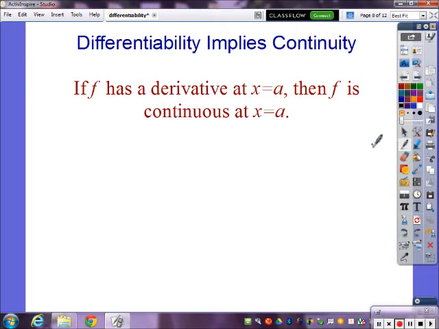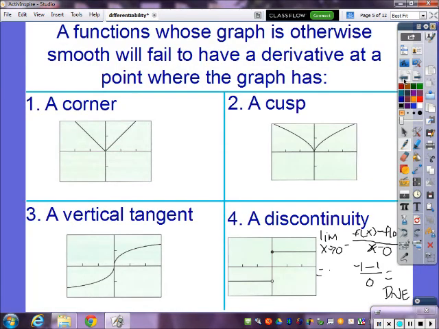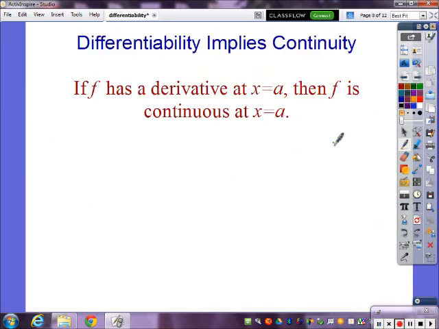The other one is going to work with continuity. So first we need to make sure that we're all aware that differentiability implies continuity. So remember earlier, one of the graphs where we knew that the derivative would fail to exist is when we had a discontinuity. So therefore, if a derivative exists, it has to be continuous. So if f has a derivative at x equals a, then f is continuous at x equals a. So what that means is if I know the derivative exists for a function, then I know it's continuous, and I can draw that conclusion every time.